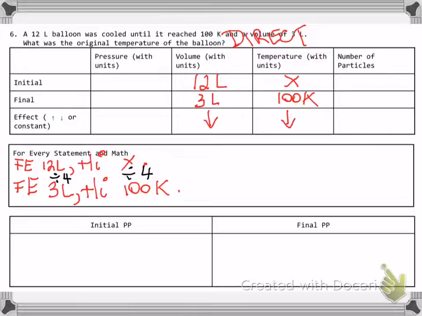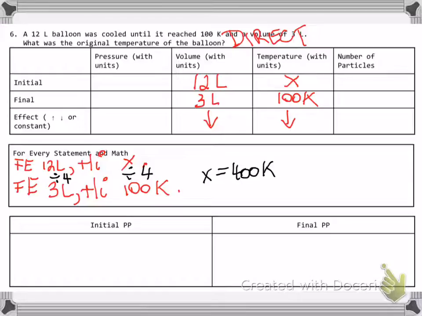It's hard to do math that way, so what we're going to do is go backwards. So we're going to go 100 times 4 to get to X, and that will give us our X to be equal to 400 Kelvin.